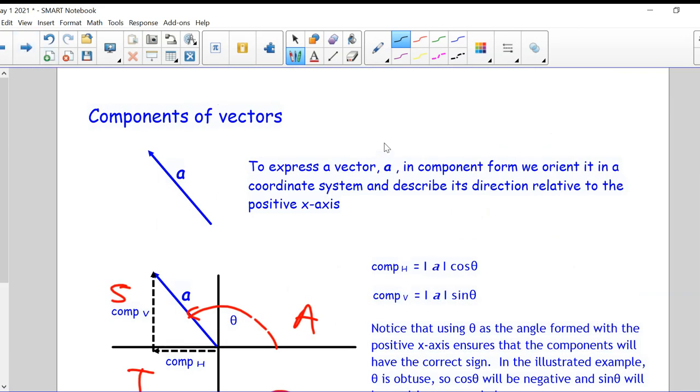Okay, now let's talk a little bit about these components. Some of you have done this in physics before, because when I've taught this course in the past, people tell me, oh, we did this in physics.